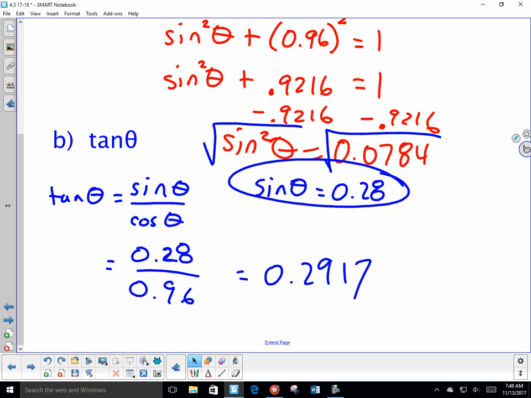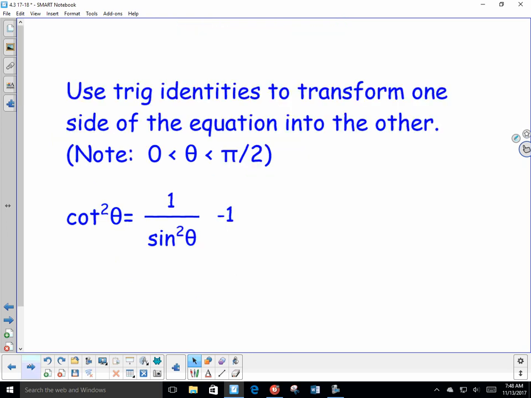All right, let's take a look at another example. Use trig identities to transform one side of the equation into the other side. Note, we're talking about an angle in the first quadrant. So theta is between 0 and pi over 2. All right, so this is our first look at how to verify a trig identity. And we get just a small taste of it in section 4.3, and we get a whole banquet of it in chapter 5. But let's take a look at this.